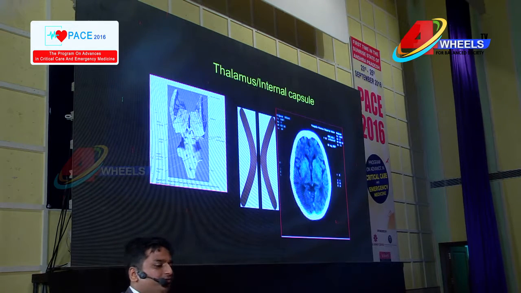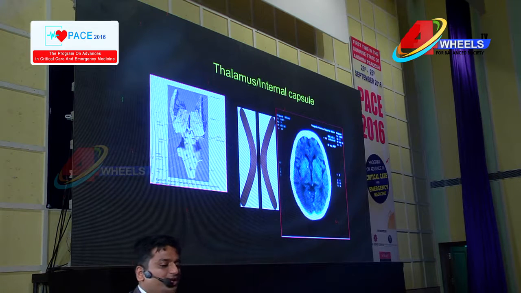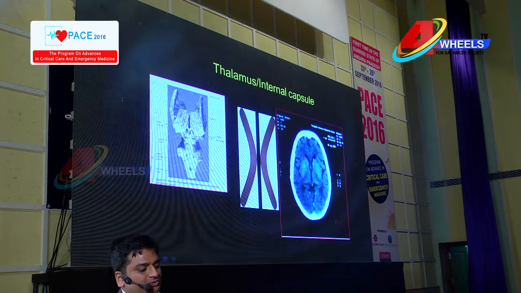Now how do I identify thalamus? If you look closely here, this is a V-shaped structure, which also takes the shape of a boomerang. This is your internal capsule. This is your anterior limb, posterior limb, and the junction is your genu. Again, this is your anterior horn of the lateral ventricle. This is your third ventricle.